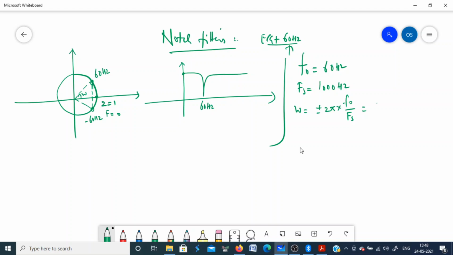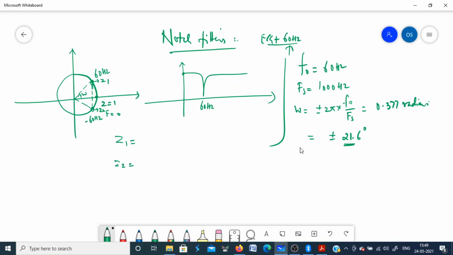So it becomes around 0.377 radians. If you convert this into degrees, you will get plus minus 21.6 degrees. At an angle of 21.6 degrees you have one zero. Similarly, at minus 21.6 degrees you have another zero. Now once you have the location of these zeros, this is z1 and this is the other zero, z2. So you can see what z1 and z2 are.